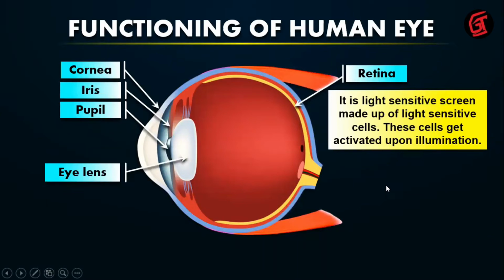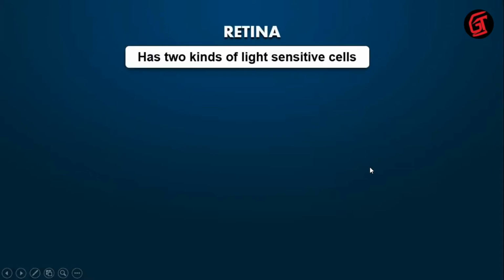It's a light sensitive screen made up of light sensitive cells. These cells get activated upon illumination. So when light falls on it, only then does the retina start functioning, and then we can see whatever we are seeing in front of our eyes.